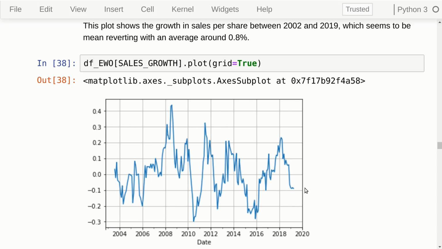We're trying to forecast long-term returns. And even though the range is quite wide, so the highest annual sales growth was maybe 45%, which is right here, and the lowest was a decline in sales of about 30%. But on average, the annual sales growth has only been around 0.8% during this roughly 15-year period.